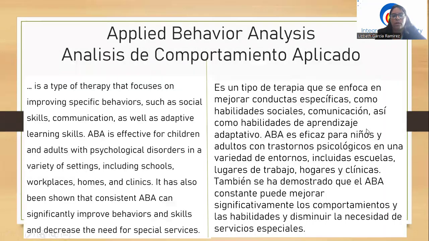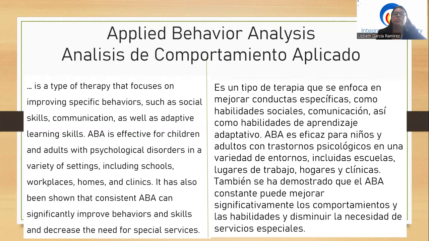So to start off, I want to start our part one session by discussing what is ABA. ABA is a type of therapy that focuses on improving specific behaviors such as social skills, communication, as well as adaptive learning skills. ABA is effective for children and adults with psychological disorders in a variety of settings. So this means that if your participant or family member or child has behaviors of concern, they can qualify to receive ABA therapy. It doesn't have to be just children with autism. It applies to everyone. ABA is used across very different people, adults, different diagnoses.